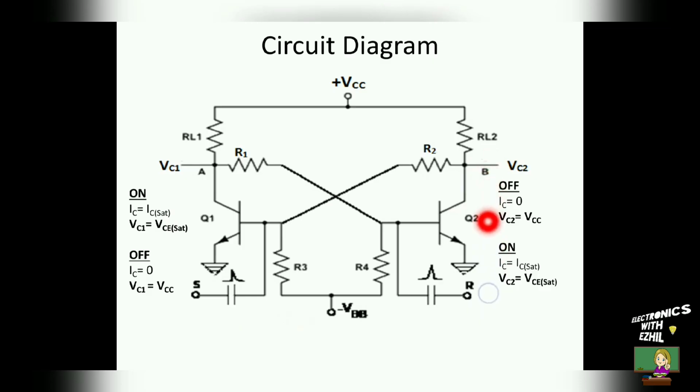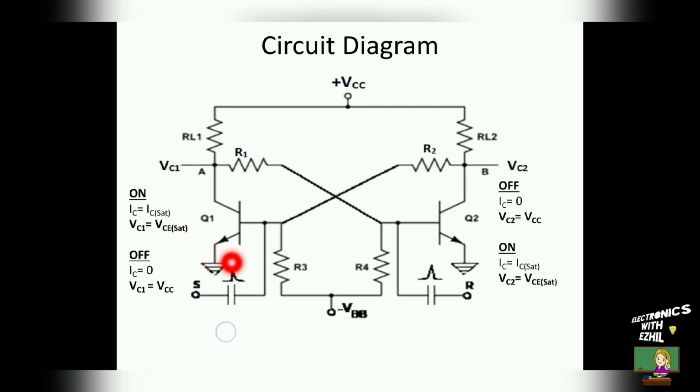The voltage across the collector to emitter terminal will be VCE saturation. That voltage, which is almost equal to 0, is coupled to the base of transistor 1 here. This voltage is not at all sufficient to keep transistor 1 in on state itself. So this will bring transistor 1 from on to off state.